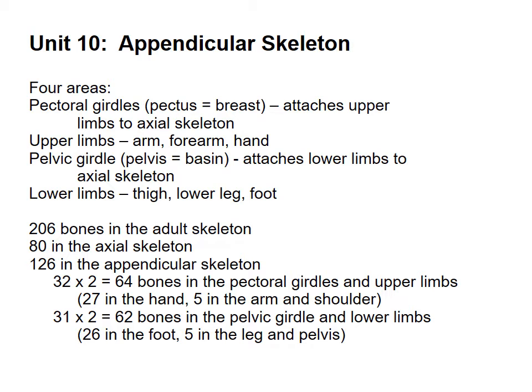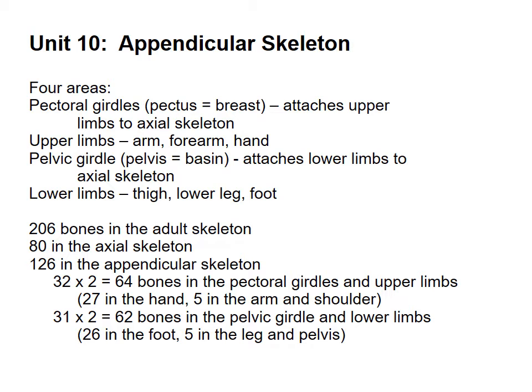So I'm going to do this video a little bit differently. I'm going to break it up into different pieces, part 1, 2, 3, and 4. So we're going to talk about the pectoral girdles first, and that's four areas: pectoral girdles, the upper limbs, the pelvic girdle, and the lower limbs. So pectoral girdles attach the upper limbs to the axial skeleton. The upper limbs are the arm, forearm, and hand. And the pelvic girdle attaches the lower limbs to the axial skeleton. Lower limbs are the thigh, lower leg, and foot.